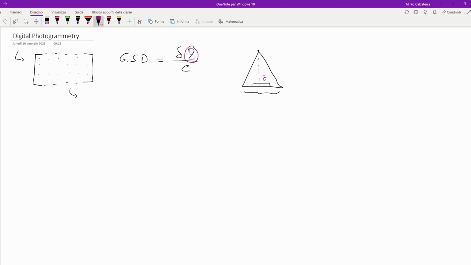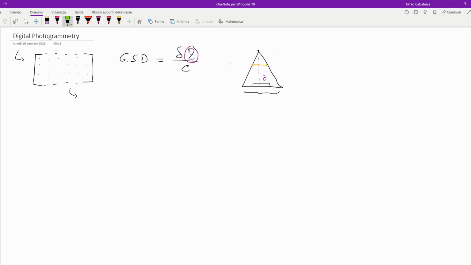Then, delta is the pixel size. Let's think about it: here I have the picture, here there is the object, and here there is a transformation, and this pixel corresponds to this section in reality.